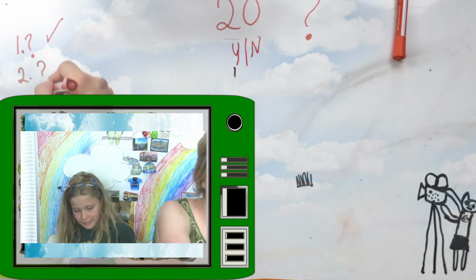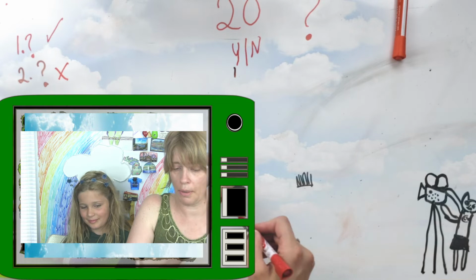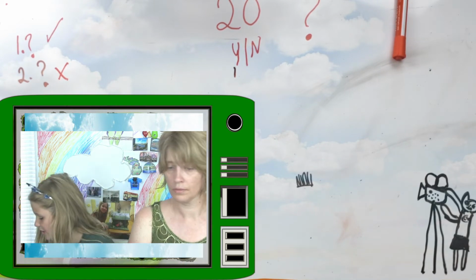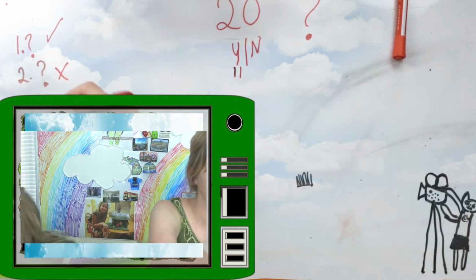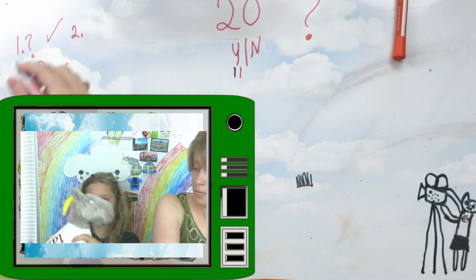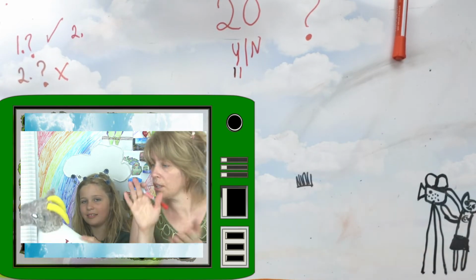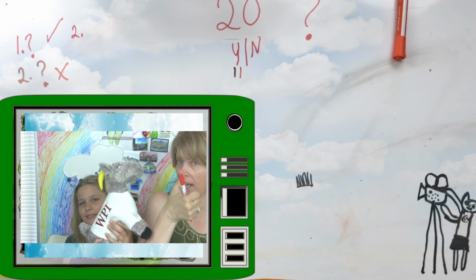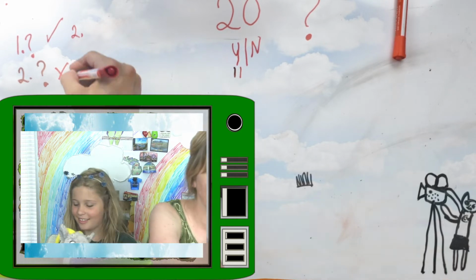No, it's not small like a mouse. Is it smaller than a goat? Is it smaller than a goat? Yes, it is smaller than a goat.